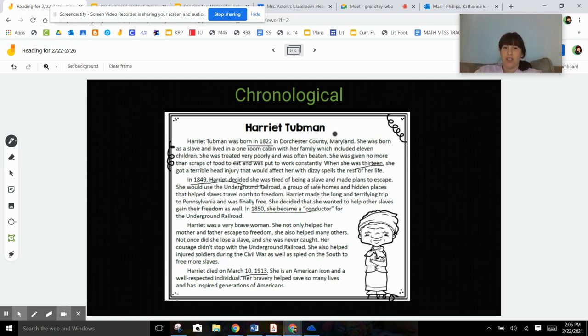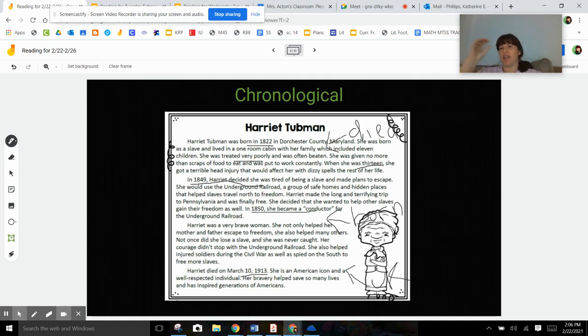So if at the top of this they talked about how she died, and in the middle, they talked about when she was born, and in the end, whenever she was a part of the Underground Railroad, I'm just going to do UR for that. That's not chronological order. Sure, it's talking about things that have happened in the past, but then you're just describing her because it's not in chronological order. So that would be a descriptive text.